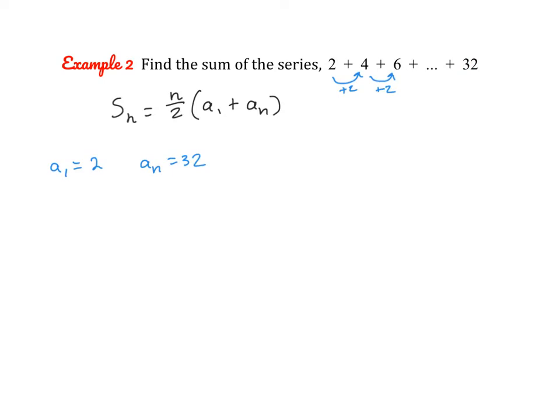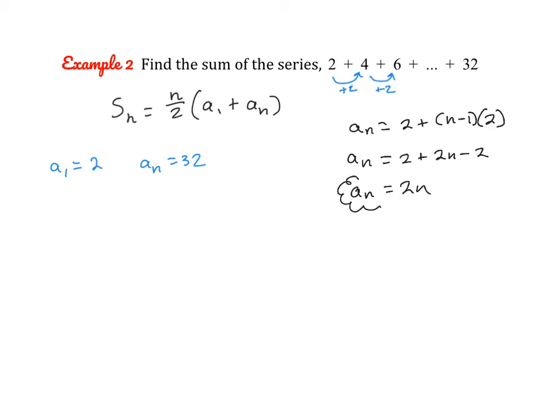To do this, we can actually make our formula, our explicit rule. Remember, for this, we do a sub n equals a sub 1, which is 2, plus n minus 1 times our common difference, which is 2. And then we can say a sub n equals 2 plus 2n minus 2. And that means that a sub n is simply 2n.